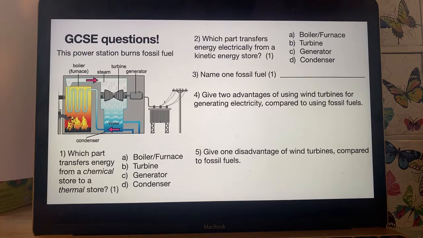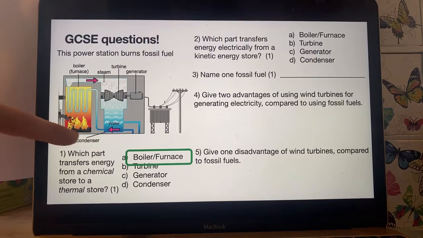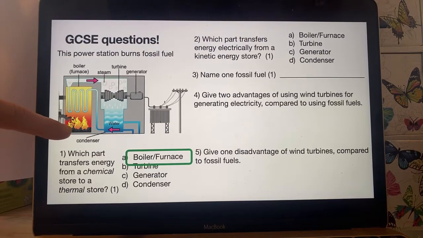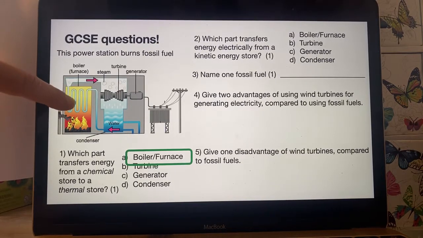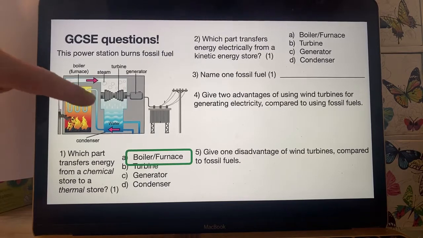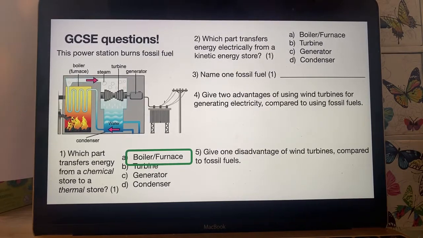The part of this power station that transfers energy from a chemical store to a thermal store is the boiler, or the furnace, the bit where the coal is burned, right? Because the coal plus the oxygen together are a chemical store, and when they're burned, their energy gets released and transferred to the thermal store of the air, but also of the water.